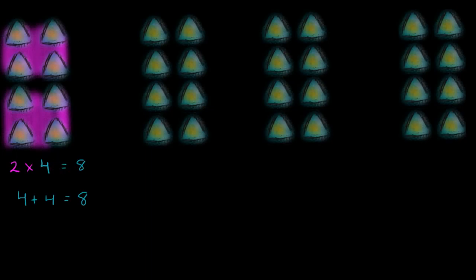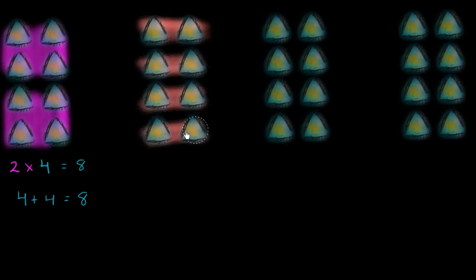So one thing we could do, instead of viewing this as two groups of 4, we can view 8 as 4 groups of 2. So that's one group of 2, two groups of 2, 3 groups of 2, 4 groups of 2. So we could write that 4 times 2 is equal to 8. And we could view this as the same thing as literally 4 2's.